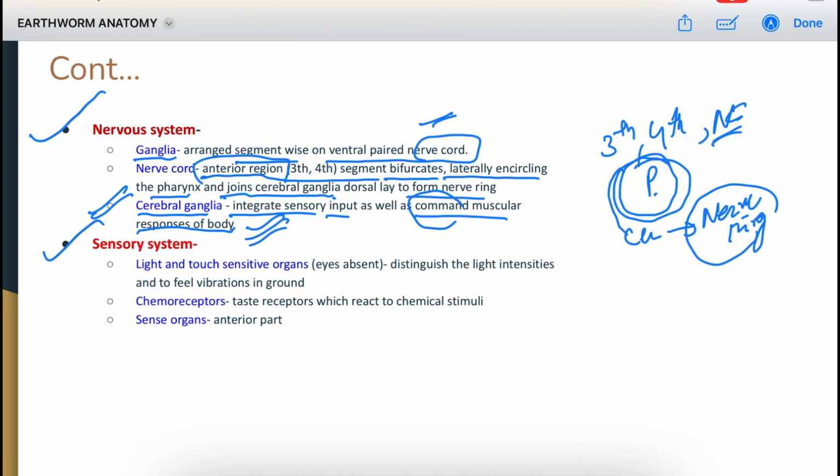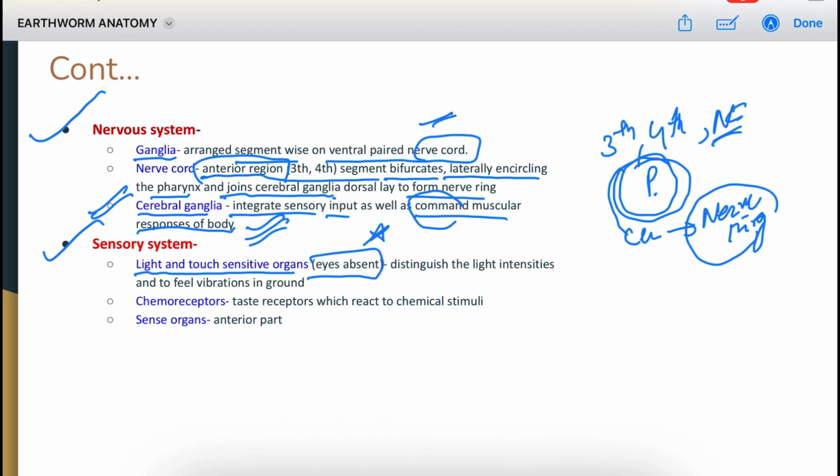नेक्स्ट इज सेंसरी सिस्टम. It is basically light and touch sensitive organ. In this, proper system is not present. Eyes are absent. In earthworm, eyes are absent. Then what system is present to detect the light and any environmental changes?